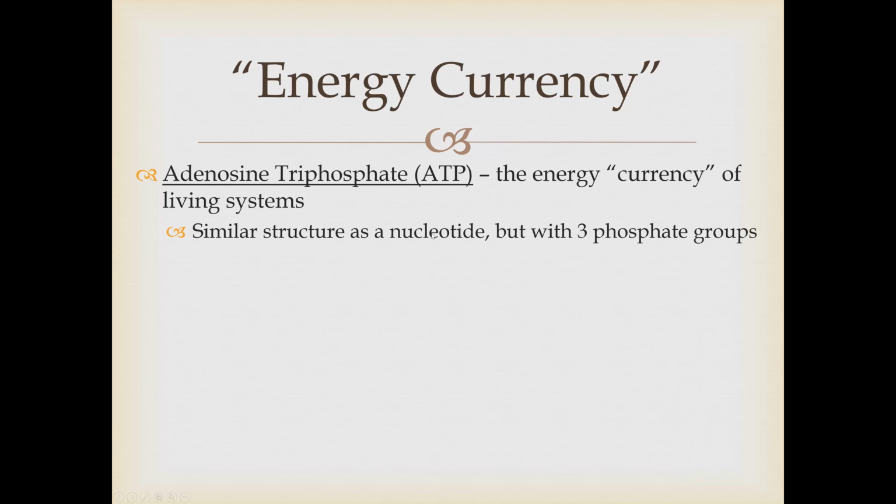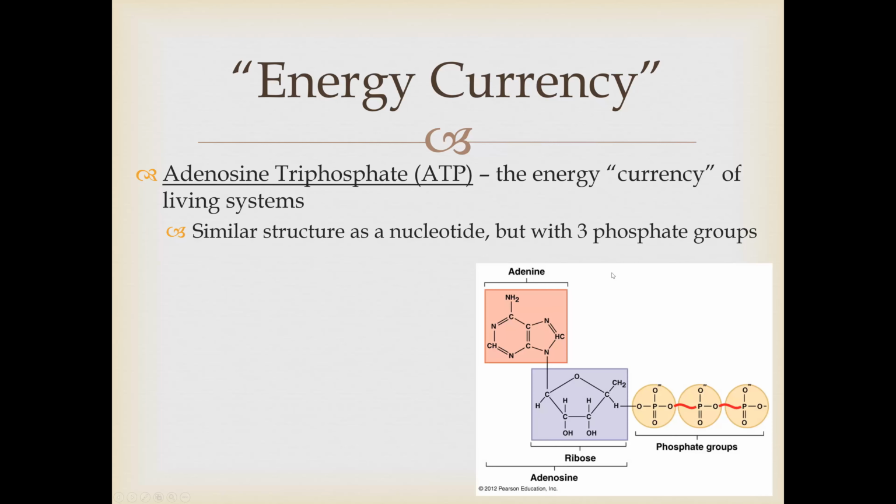But if you remember, a nucleotide has one phosphate group, a sugar, and a nitrogenous base, but adenosine triphosphate, as the name suggests, tri means three, has three phosphate groups. So again, it looks just like a nucleotide, where we have adenine, which is the nitrogenous base. We have the ribose sugar. And whereas a nucleotide only has one phosphate, ATP has three phosphates. And each of these is considered to be a high energy bond.